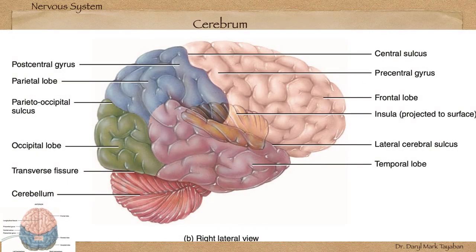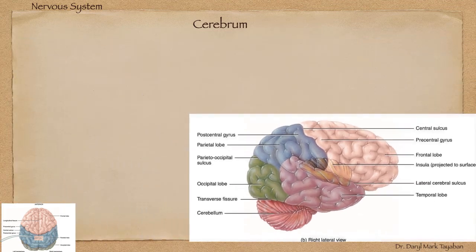Or remember. So on the right lateral view, you can see, again, it's labeled the occipital lobe, then the temporal lobe, the purplish one, and we already located the frontal lobe, right? So that's the main lobe.